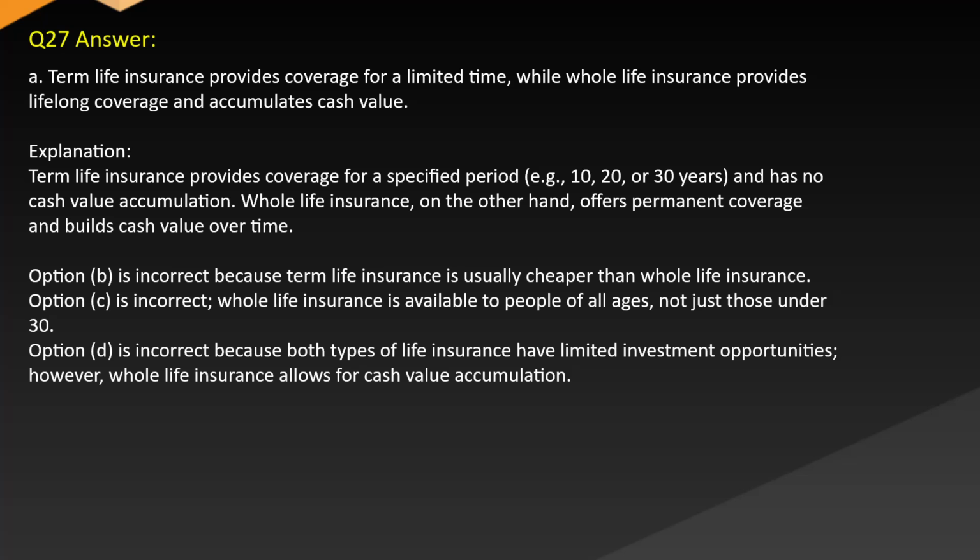Option B is incorrect because term life insurance is usually cheaper than whole life insurance. Option C is incorrect. Whole life insurance is available to people of all ages, not just those under 30. Option D is incorrect because both types of life insurance have limited investment opportunities. However, whole life insurance allows for cash value accumulation.